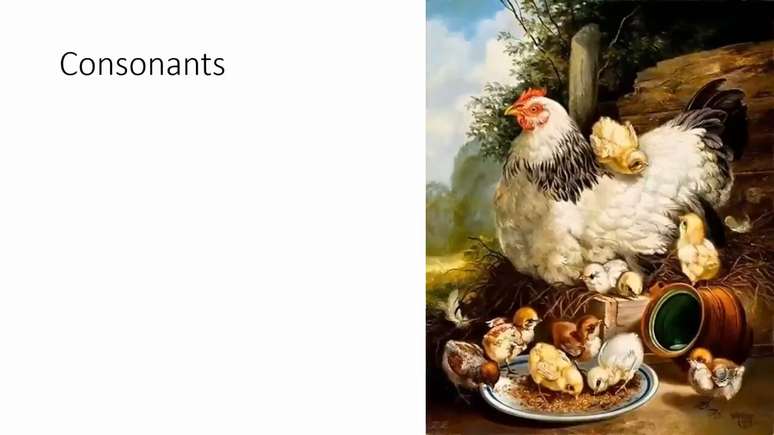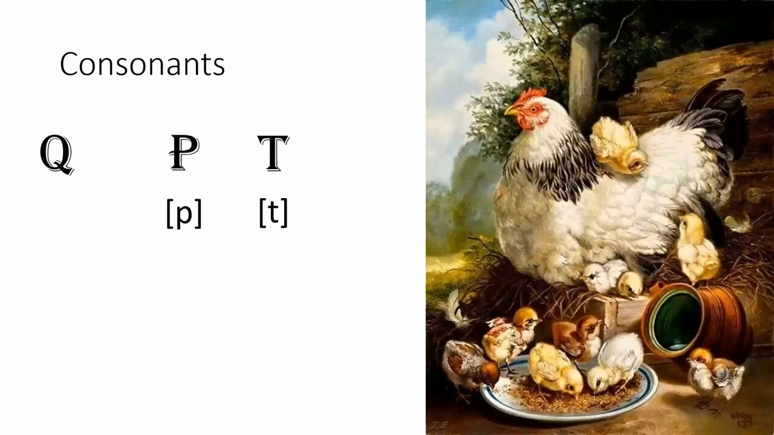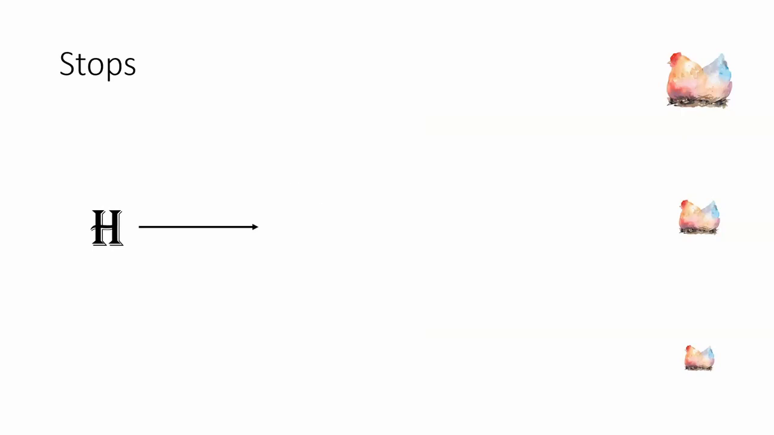In the language, there are 3 main consonants, Q, P, and T. Q's pronunciation, however, can change between two variants, as will be explained later. On the other hand, there are stops. They can have 5 different lengths.